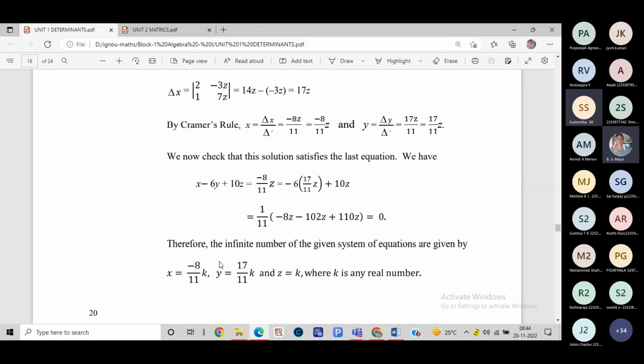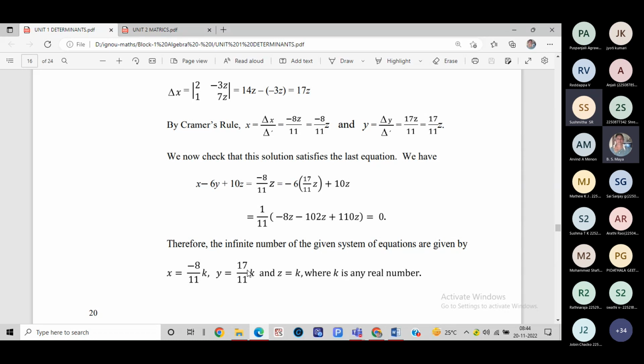Only we are saying here. Therefore, there are an infinite number of solutions to the given system of equations. If you substitute x equal to any random k, just I am taking k, k can be any real number, then you get minus 8 by 11.